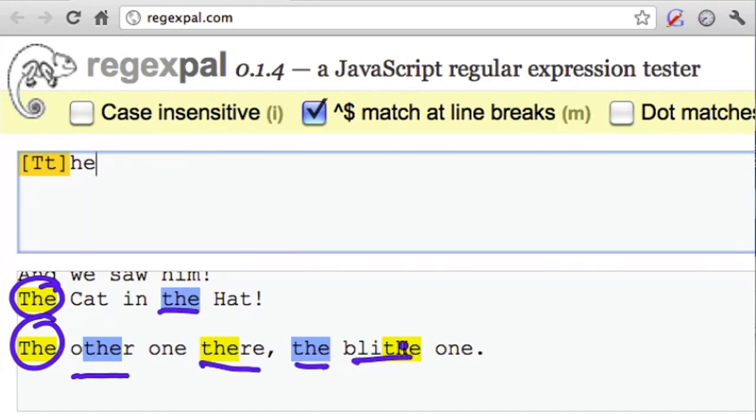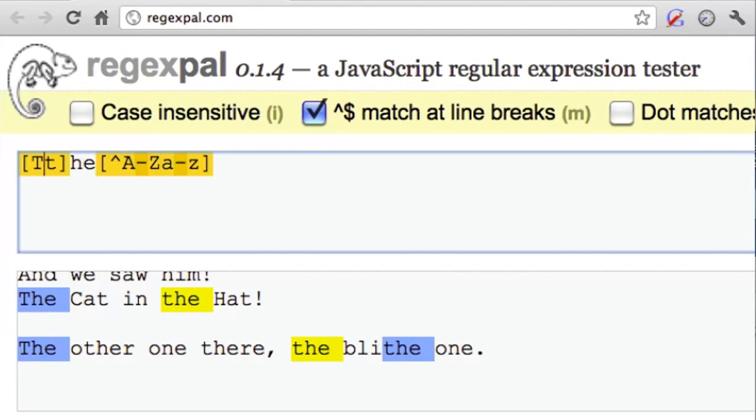So we need to augment our pattern. So how are we going to augment our pattern? We really want the when there's not an alphabetic character around it. We mean a space or a punctuation or something non-alphabetic. So let's just say non-alphabetic afterwards. Great. That gets rid of other and there. It doesn't solve Blythe because Blythe has an alphabetic character before it. So let's go fix Blythe by saying non-alphabetic before it either. There we go. Now we found all of our thes.